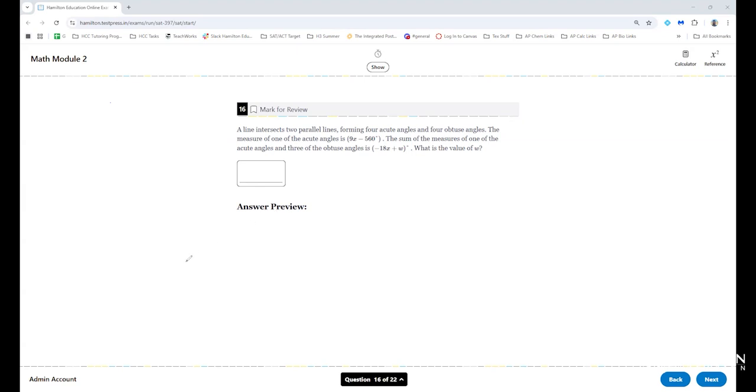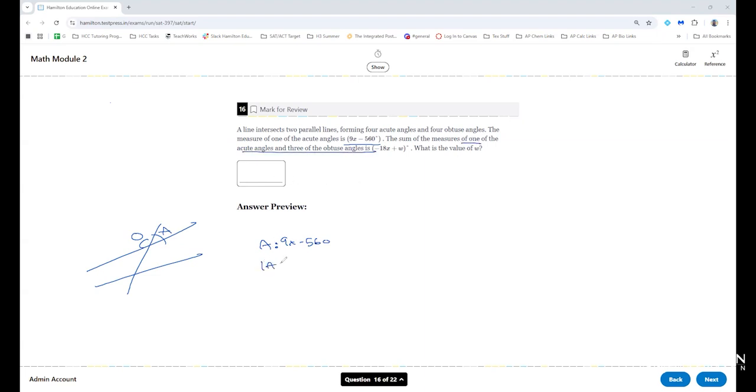Question 16. A line intersects two parallel lines forming four acute angles. So again, we have two parallel lines, and then we get an acute angle here and an obtuse angle here. So, all right. The measure of one of the acute angles is 9x minus 560. That's interesting because we don't know what x is. So the acute is going to be 9x minus 560. And the sum of the measures of one of the acute and three of the obtuse angles.